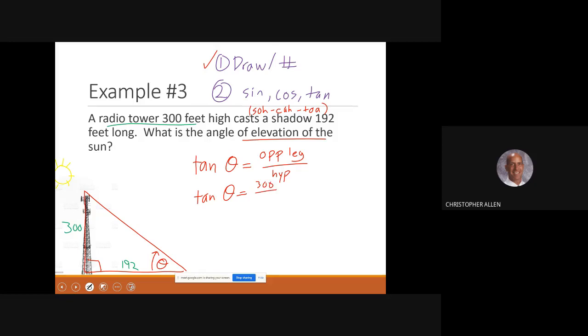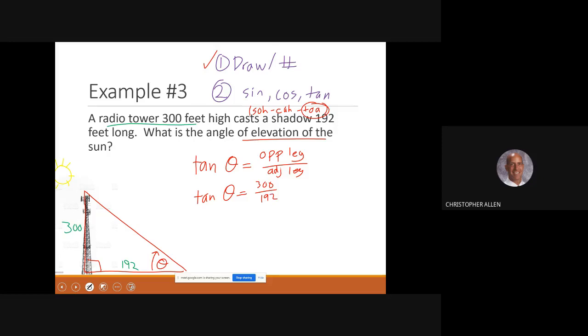Do you guys see my mistake? I put hypotenuse. What should I have put on the bottom since we're doing tangent? Adjacent leg. I just jinxed myself. I said, here's the thing I used to remember it, and I just wrote the wrong thing. Remember, tangent is opposite over adjacent. So this should be adjacent leg. Thank you, Marianne, for catching that. So then we need to put 192 down here.